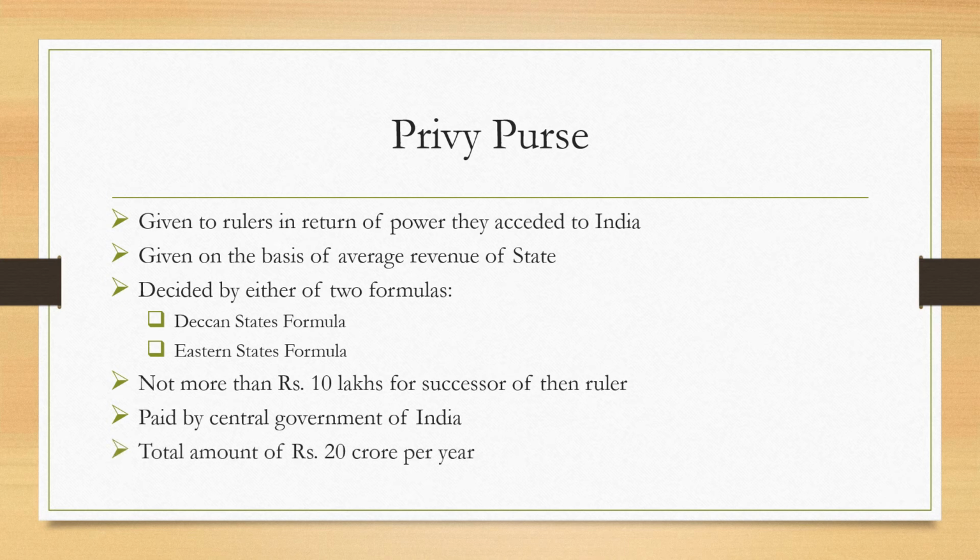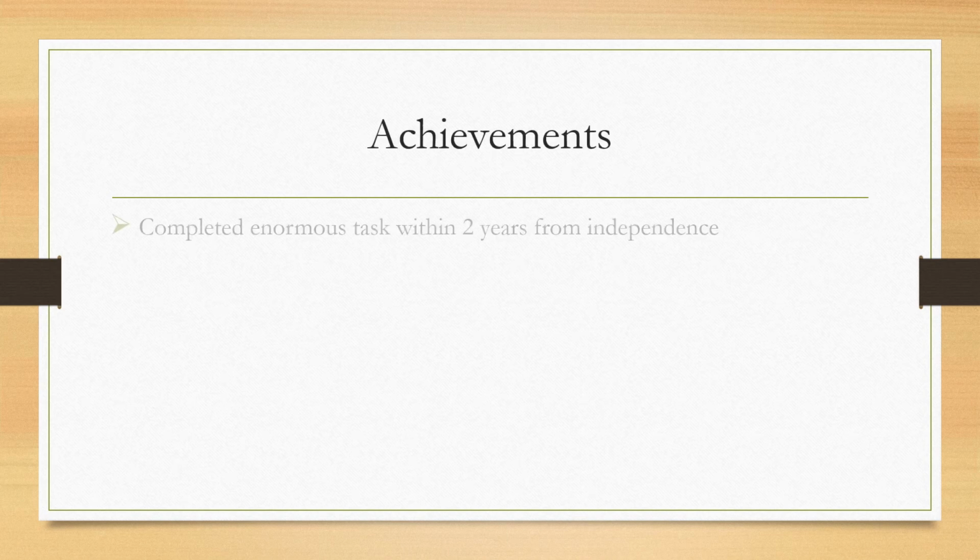This Privy Purse put a burden of Rs 20 crore per year on the Indian treasury. But India also gained a significant amount from the properties of the rulers which they had acceded to India. Now let us see what was really achieved by India. A significant achievement of the Indian government was that they completed the enormous task of consolidation within 2 years of independence. It is nicely summarized in what Nehru said in September of 1948.